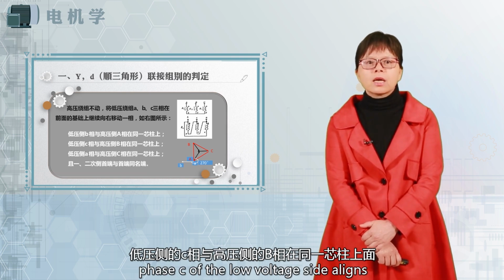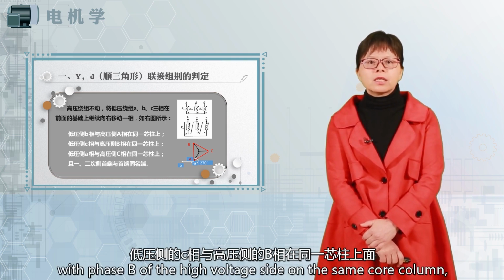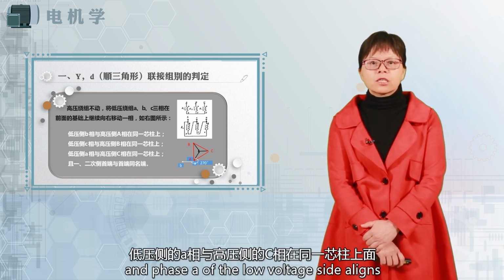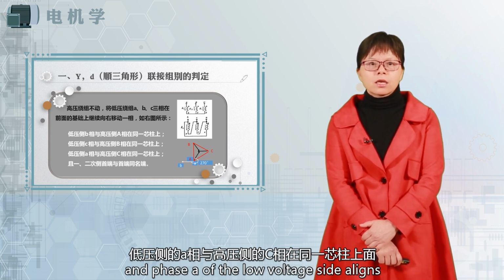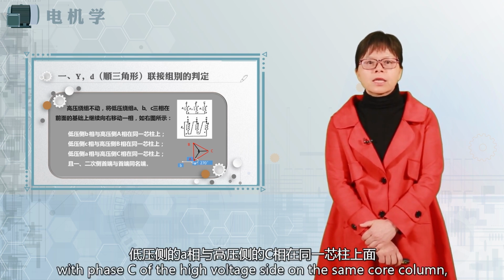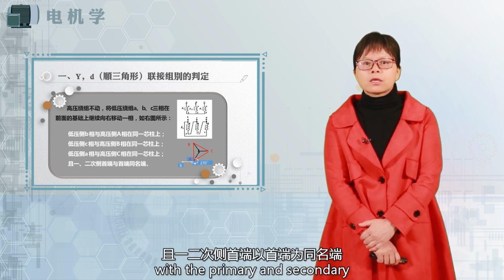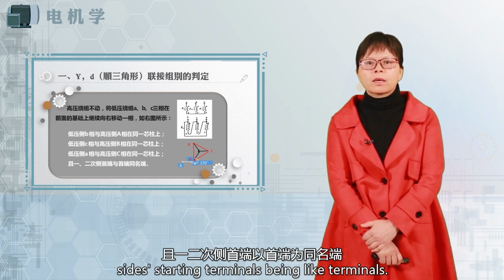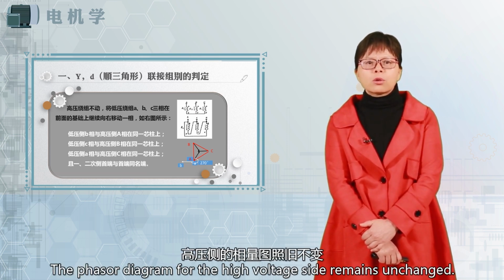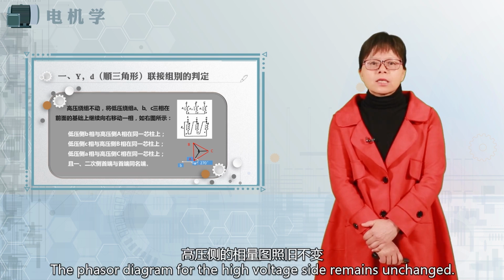Phase C of the low voltage side aligns with phase B of the high voltage side on the same core column, and phase A of the low voltage side aligns with phase C of the high voltage side on the same core column, with the primary and secondary side starting terminals being like terminals. The phasor diagram for the high voltage side remains unchanged.